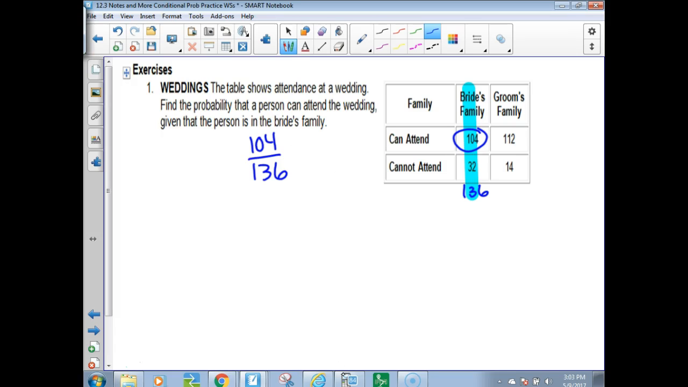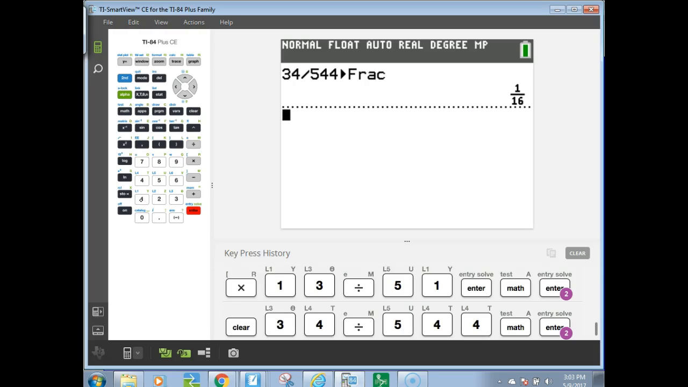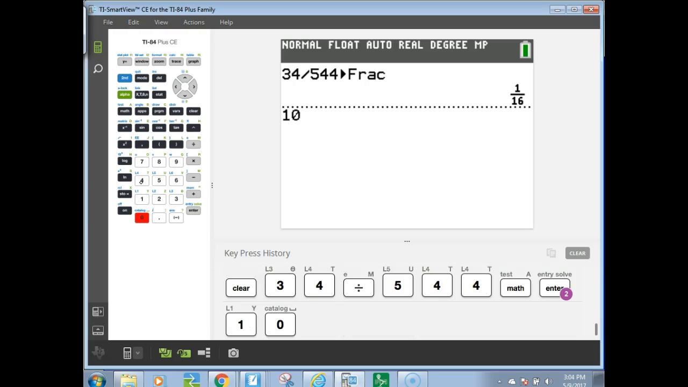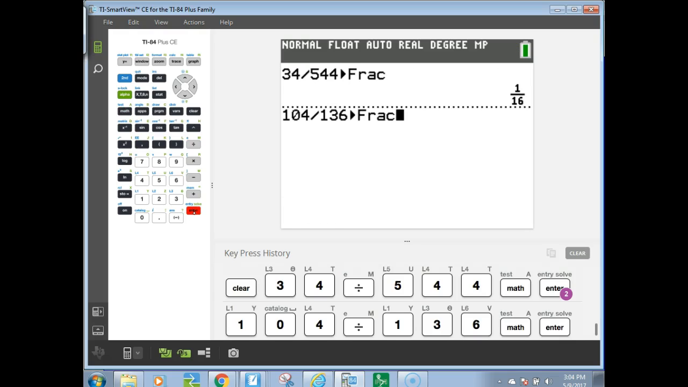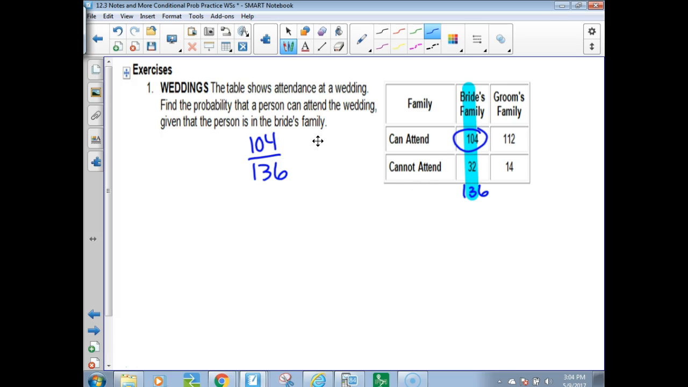Please reduce that. I'll type again 104 divided by 136. Math, enter. Okay, and we're getting 13 over 17. And that would be our answer. All right, I'd like you to try the next one, please.